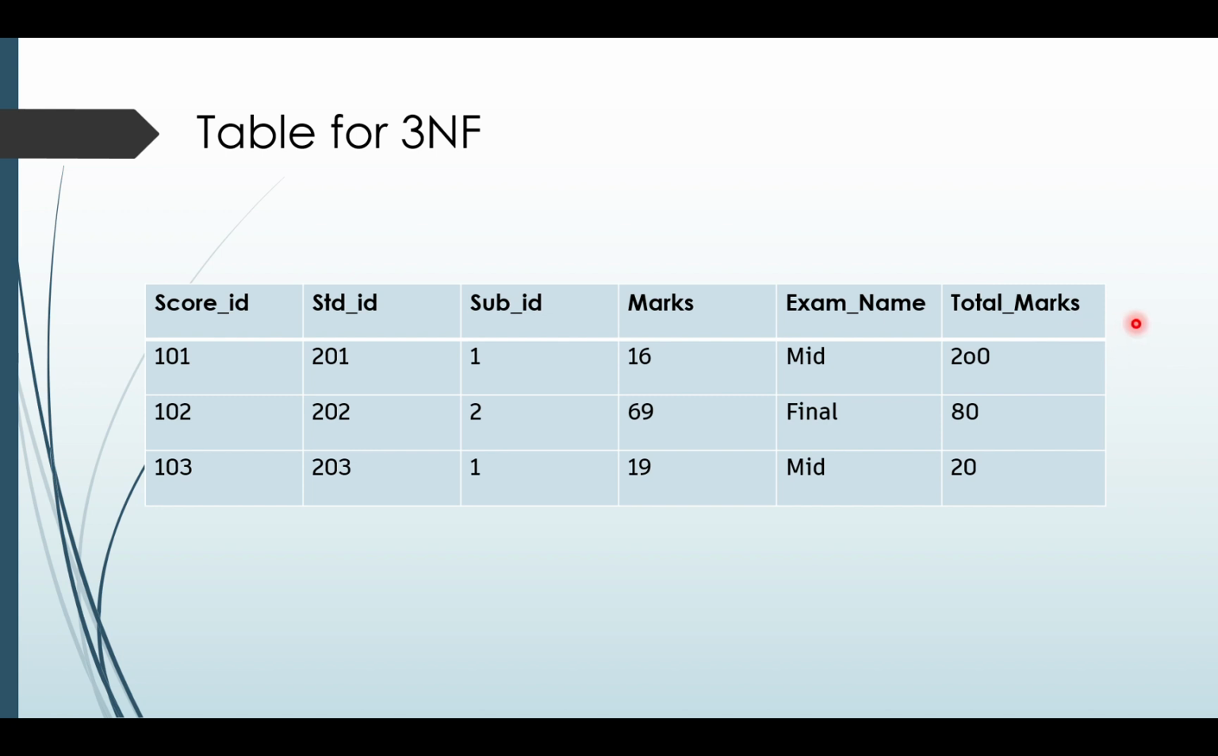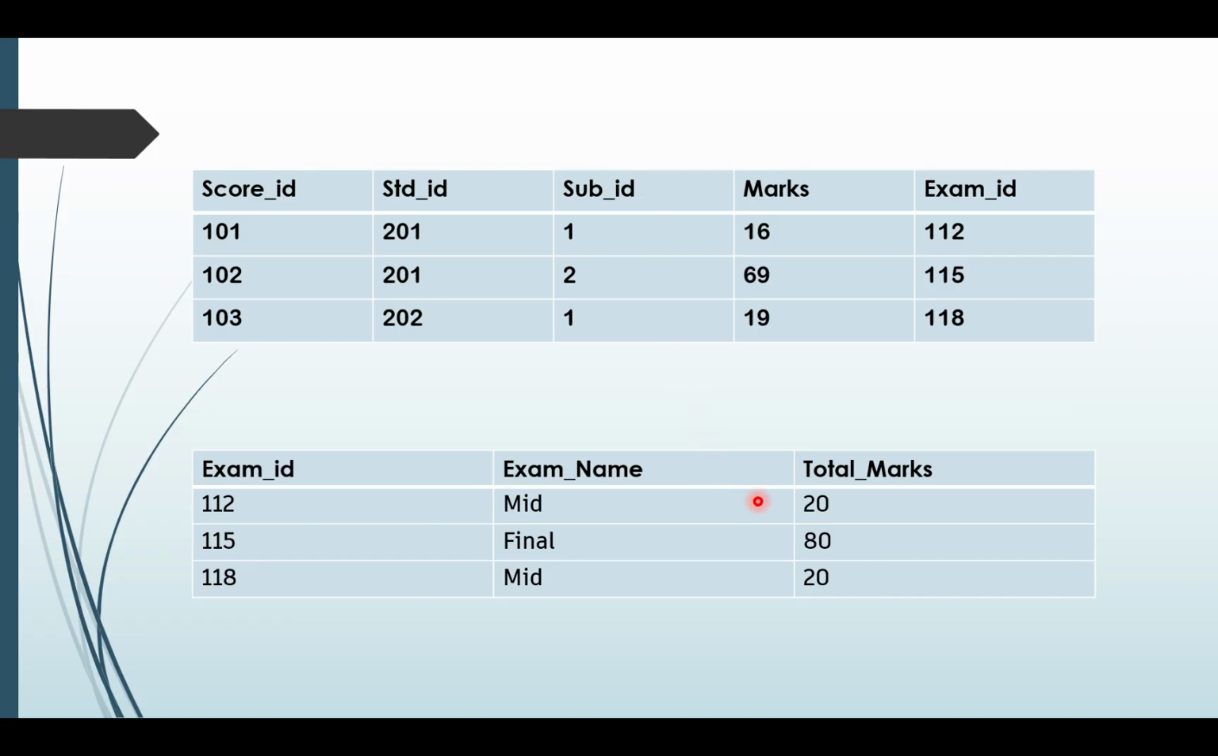We convert this table into two tables. Let's see here that the previous table can be converted into two tables, the transitive dependency is removed, and the table is converted into third normal form. So I hope you understand the types of normal form in DBMS, that is 1NF, 2NF and 3NF.